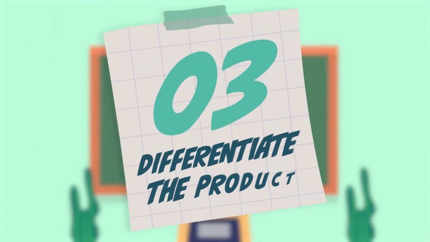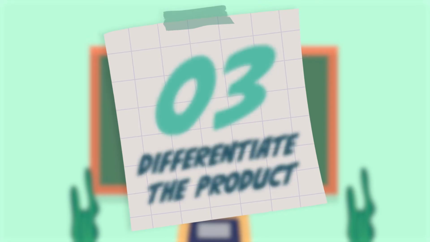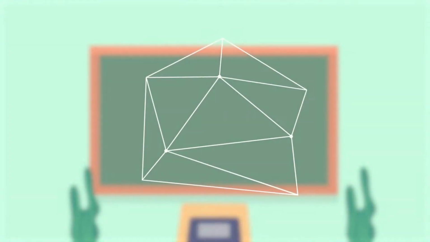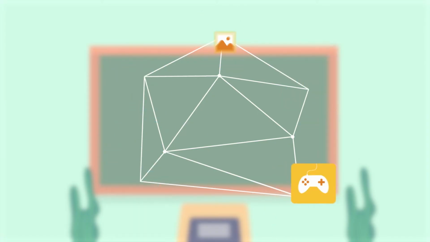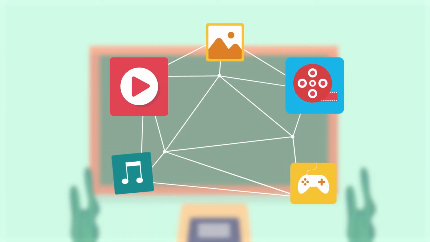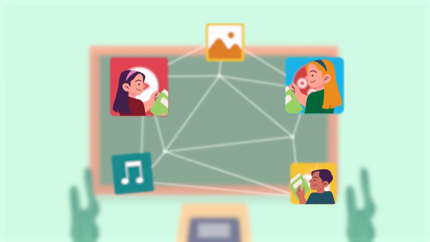Differentiate the product. This means making changes to the ways in which students demonstrate learning. Rather than assigning a single option for all students, such as an essay, students might be encouraged to show learning in a way that highlights their strengths, such as a video, a dramatic performance, or other creative means.